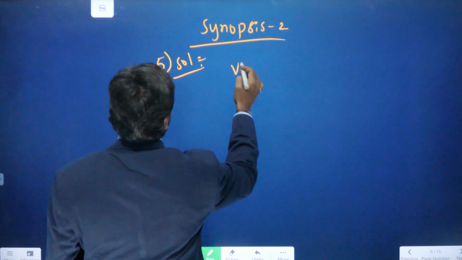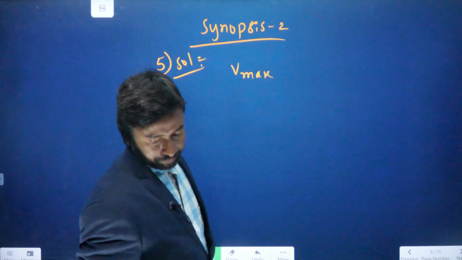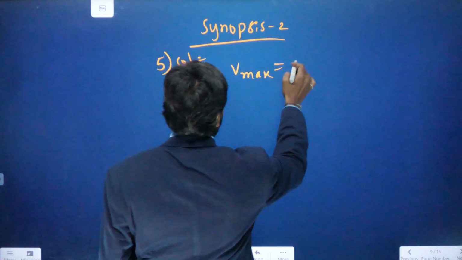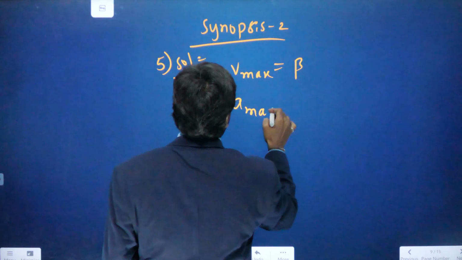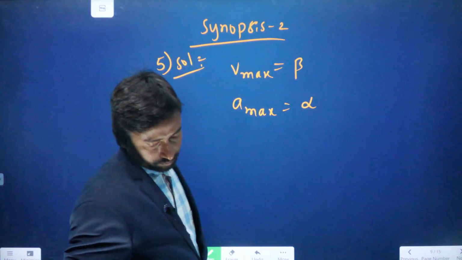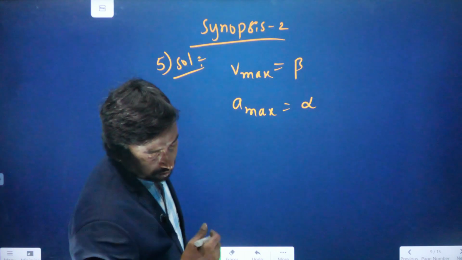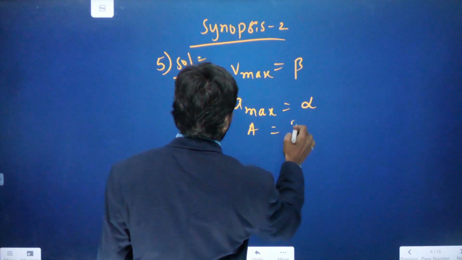So they have given the maximum velocity, which is denoted by beta there. And the maximum acceleration, A maximum, is denoted by alpha there. Then they are asking for the amplitude. What is the amplitude? A is equal to how much?